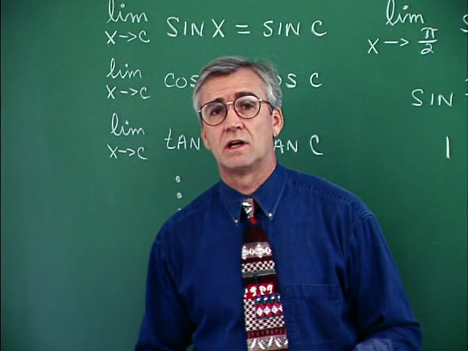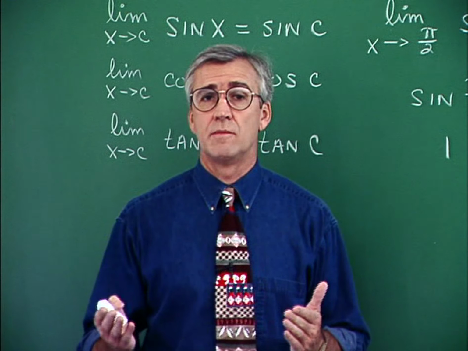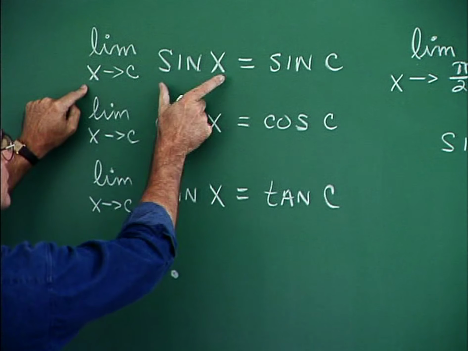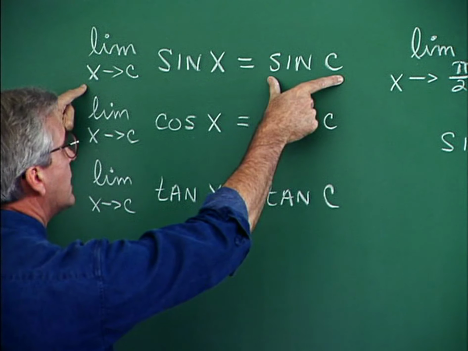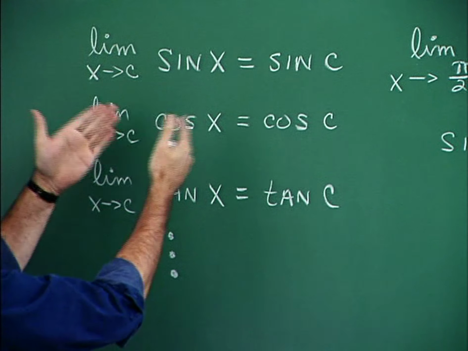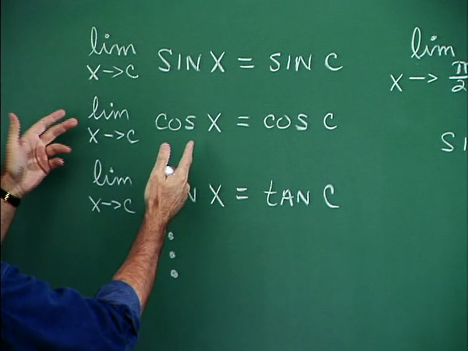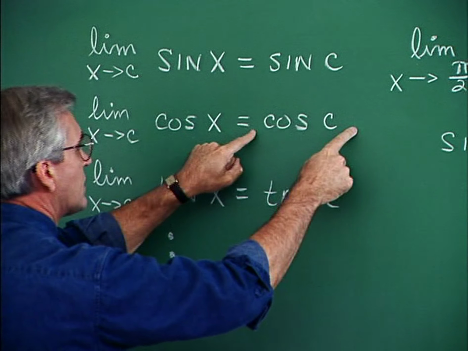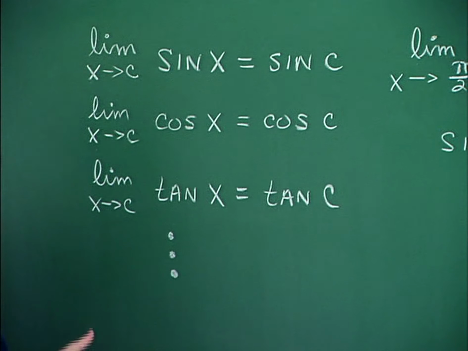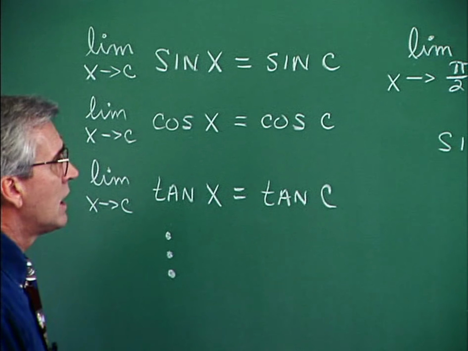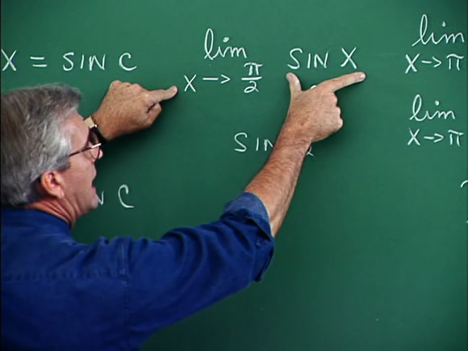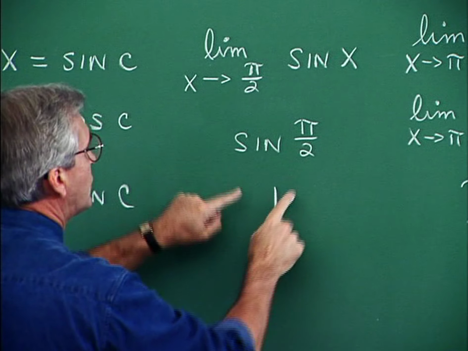For the trig functions, we establish or calculate limits by direct substitution. That is, the limit as x approaches c of sine x would be simply sine c. So it's f of c, you see, for that sine function. And the same way for cosine x. If we want the limit as x approaches c, we just find cosine of c. For tangent, same idea, and for the other 3 as well, cotangent, secant, and cosecant. Now, just as an example, if we want the limit as x approaches pi over 2 of sine x, we find sine pi over 2, which is 1.